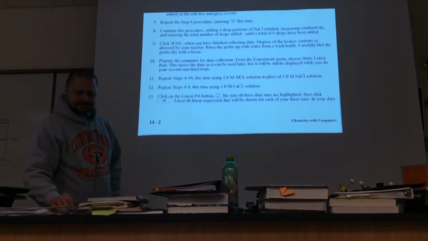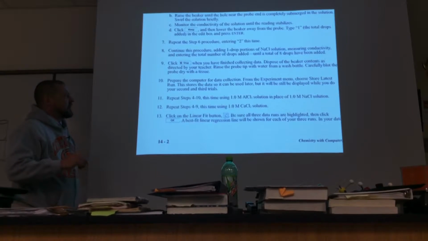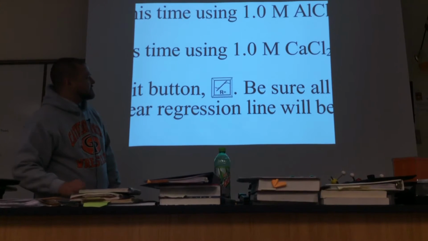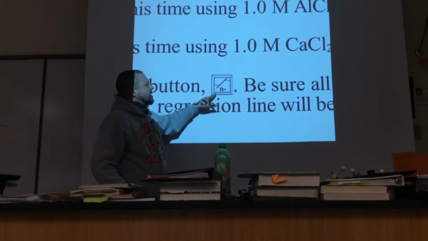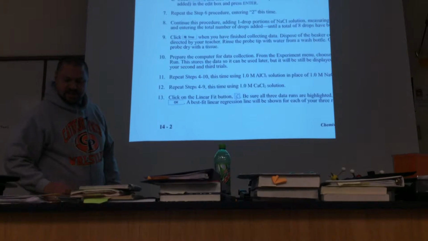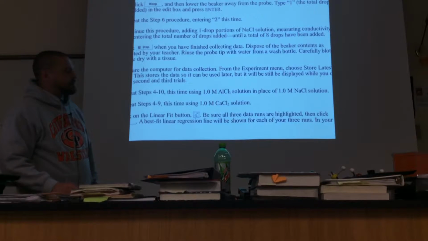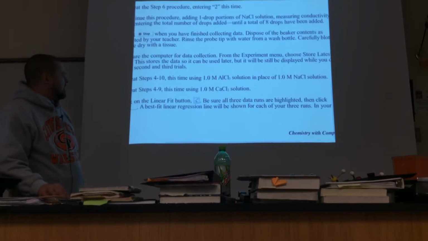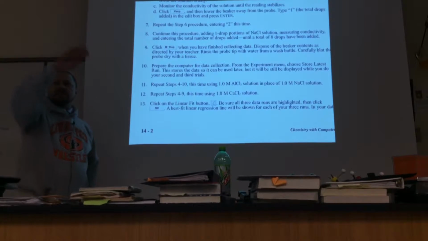Once you're all done, you're going to do some analysis on the data, and this you can do together. It says click on the linear fit button, and this linear fit button is basically like a curve with a linear line going through it. And when you select that, it's going to ask you what data runs do you want, and you're going to highlight all 3. Okay, and then click OK. And when you click OK, it's going to connect the dots with lines.